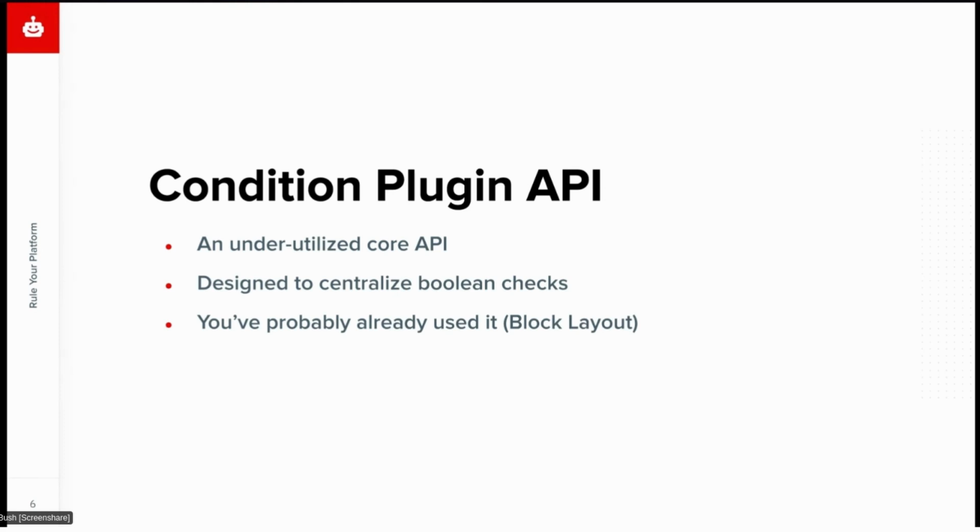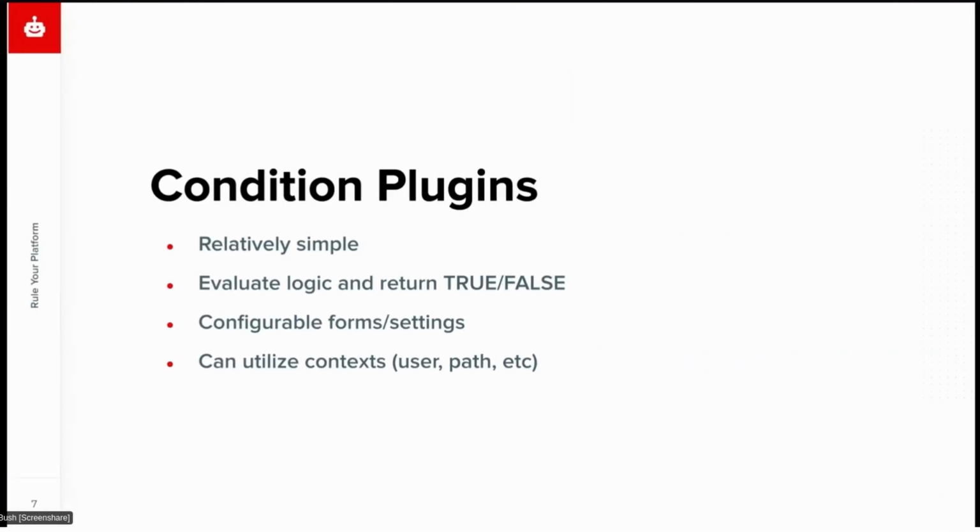Like when you're placing blocks in the block layout, and you get what content type does this block appear on? What language pages does? That's the Conditions API. And as I mentioned, it's basically a series of different plugins. They're really simple. They evaluate some logic. They return a true or false, but you can also configure them with forms and settings like checkboxes for particular content types, for particular languages. And I'll show some of the other ones that come with core. And you can also utilize built-in contexts. So things like the root path and the current logged in user and that sort of stuff.